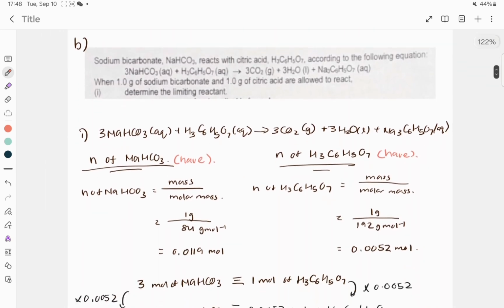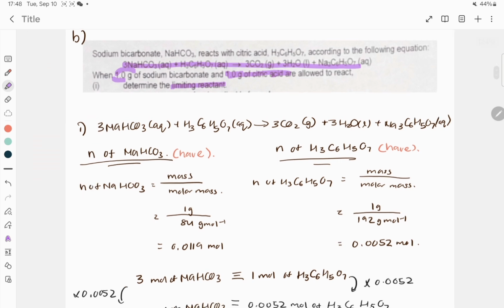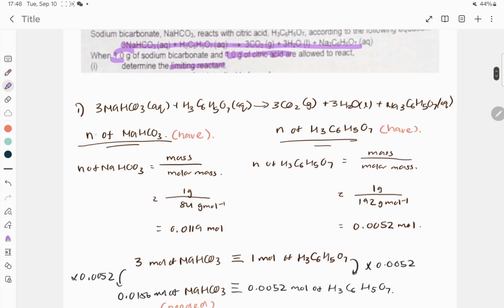So proceed to question B. We are given an equation over here, and we are given 1 gram of this and 1 gram of this, and they are going to react. We need to determine which one is the limiting reactant. So we will start by calculating their respective number of moles first.